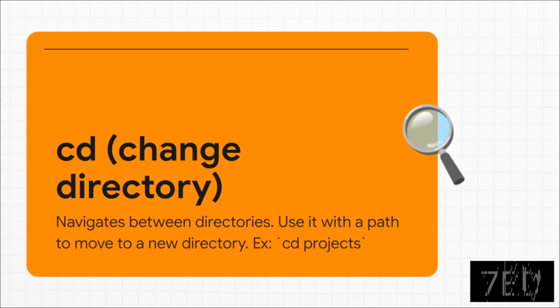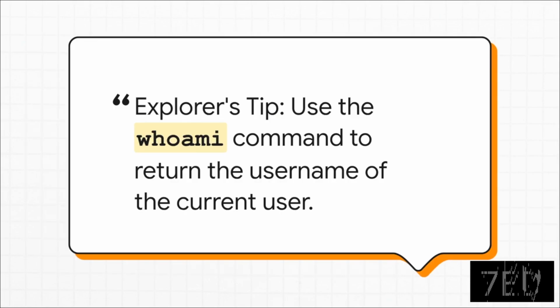And then my favorite, CD, which means change directory. This is your personal teleporter. You just type CD followed by where you want to go, using either a full address or a shortcut, and poof, you're instantly there. Here's another awesome explorer's tip for you. Sometimes you need to type out a path that includes your username, and maybe you forgot the exact spelling. It happens. Just type whoami. The system will tell you exactly who it thinks you are. It's a simple way to confirm your identity.